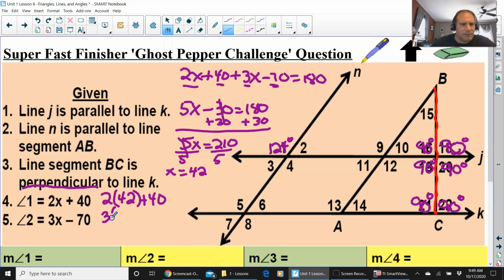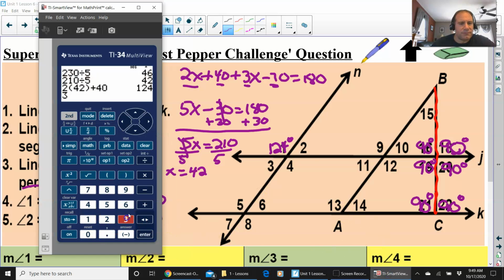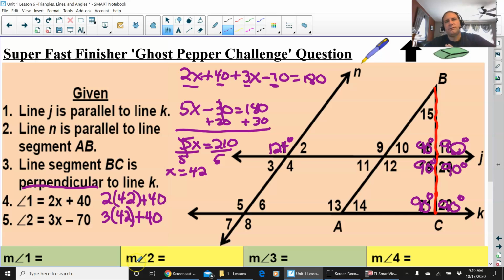And we're going to do 3 times 42 plus 40. So I just want to say that I did make a mistake right here. See how I copied that incorrectly? That happens a lot of times. That happens to me. It happens to a lot of people. 3 times 42 is correct, but it's not plus 40.